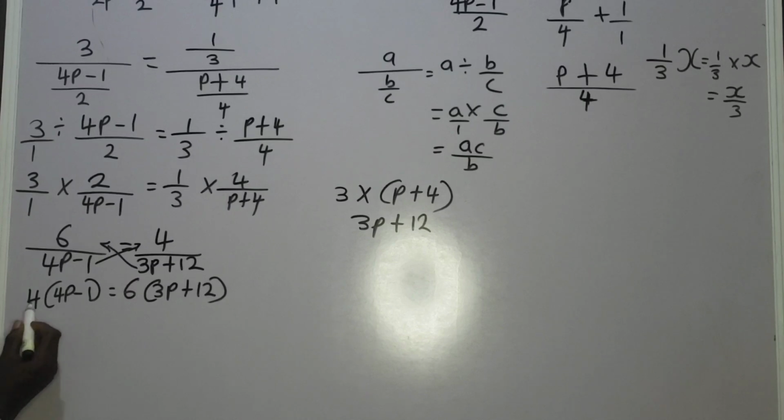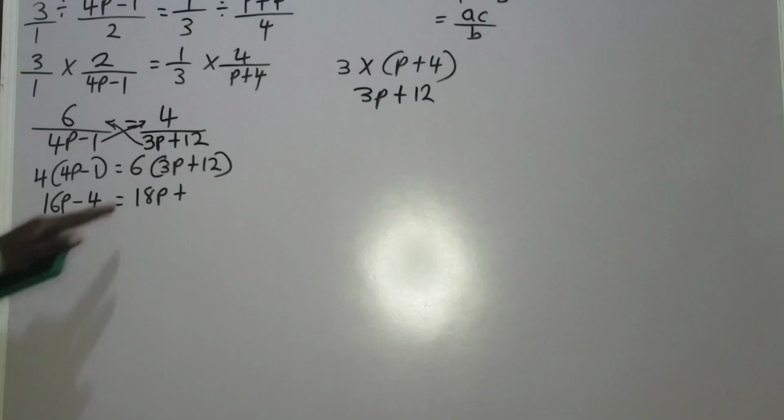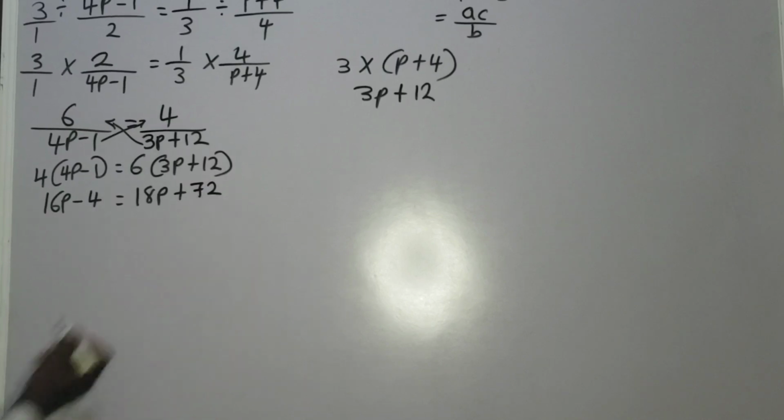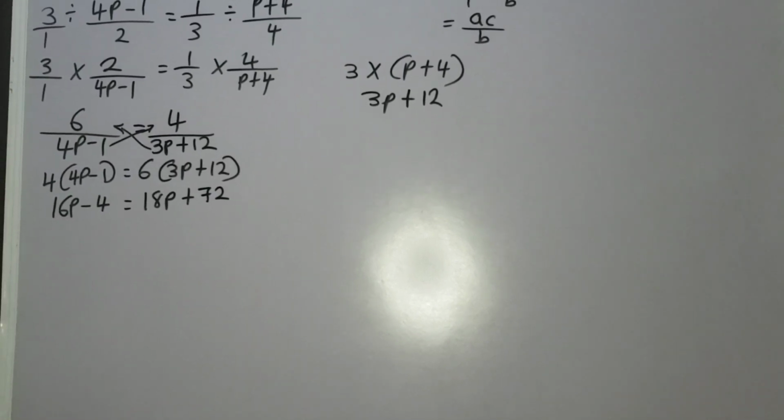For this, I'm going to have 4 multiplied by 4p. That will be 16p. So I'm going to have 16p minus 4 is equal to 18p. 6 times 12 is 72. So for this, I'm going to have 72 here. Now, the next step is to collect like terms. Like terms simply means adding the similar terms in our equation.